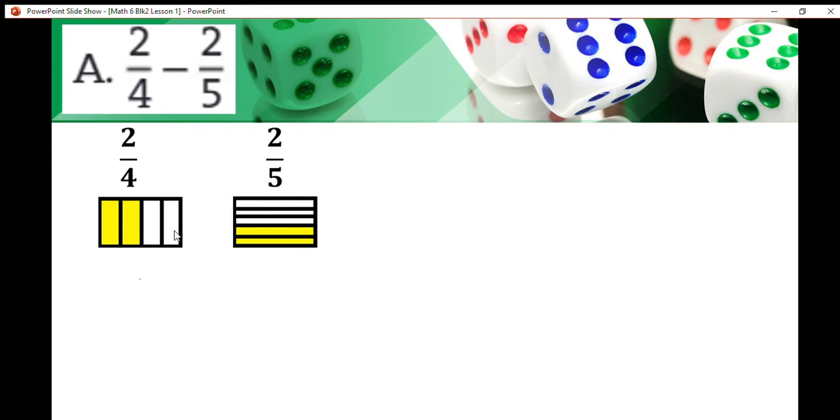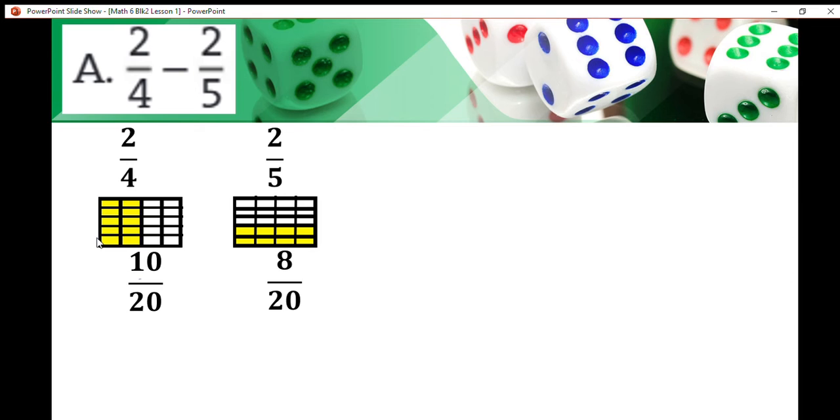Now to perform the subtraction of unlike fractions, what is the denominator of our 2/5? That is 5. So we will cut the 2/4 into 5 strips. So 1, 2, 3, 4, and 5. And the other 2/5 will be cut into 4 parts because the denominator is 4. So we'll count 1, 2, 3, and 4. If we count the shaded part, it's now 10 over 20 and 8 over 20.